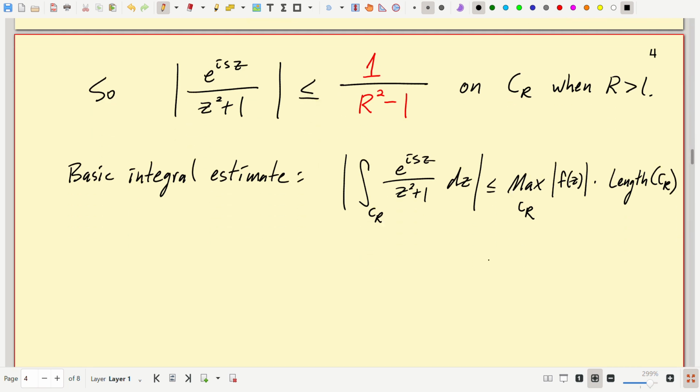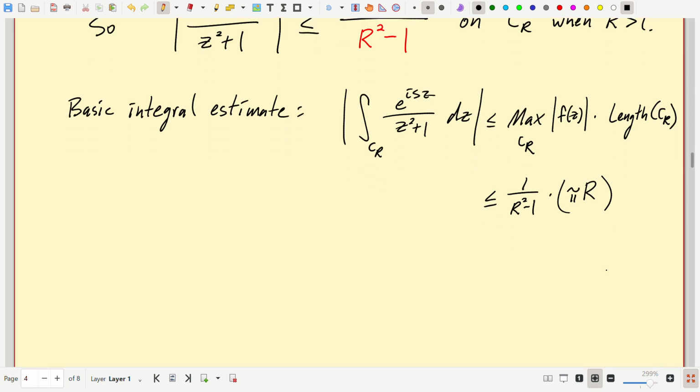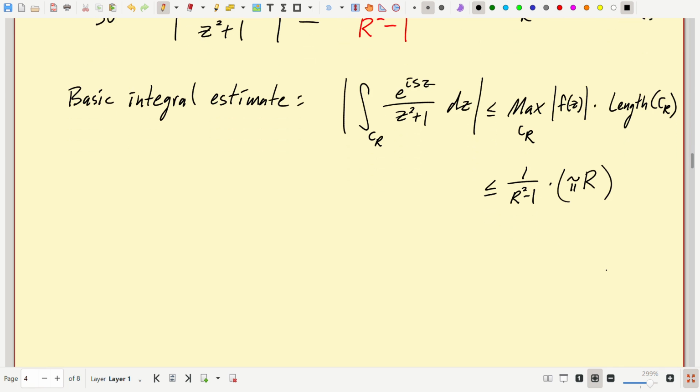Okay, and the max is less than or equal to 1 over r squared minus 1. And the length, it's half a circle, so instead of being 2 pi r, it's just pi times r. And that goes to 0. Let's see, we need r to be bigger than 1 for that. And that goes to 0 as r goes to infinity. And that's what I claimed. Okay.